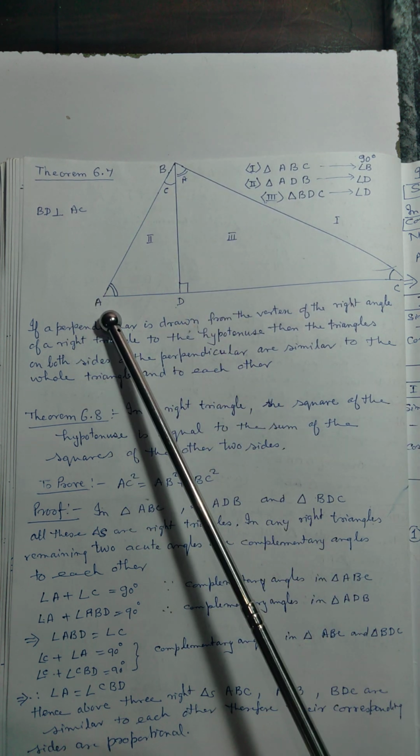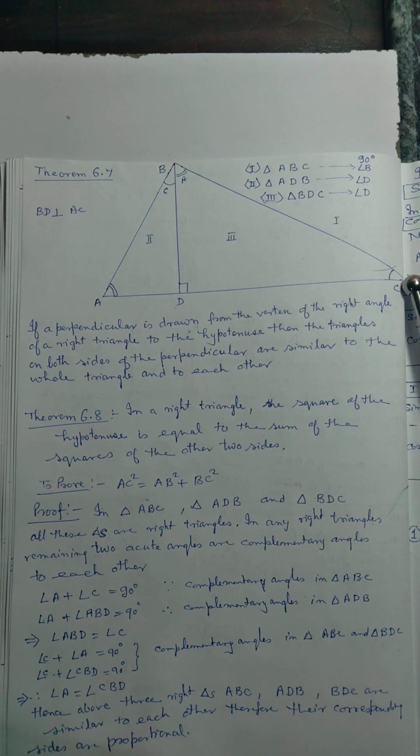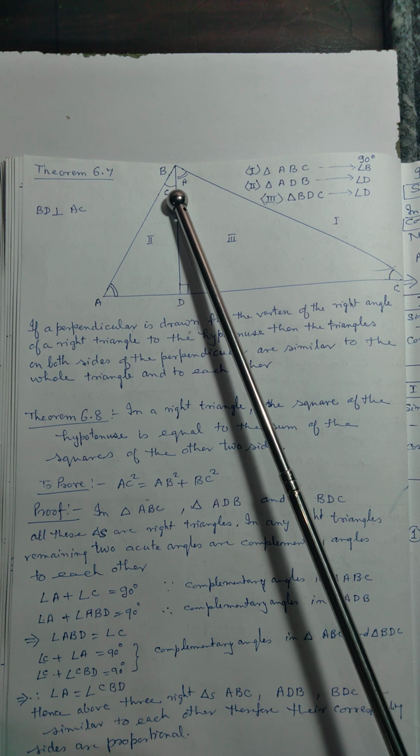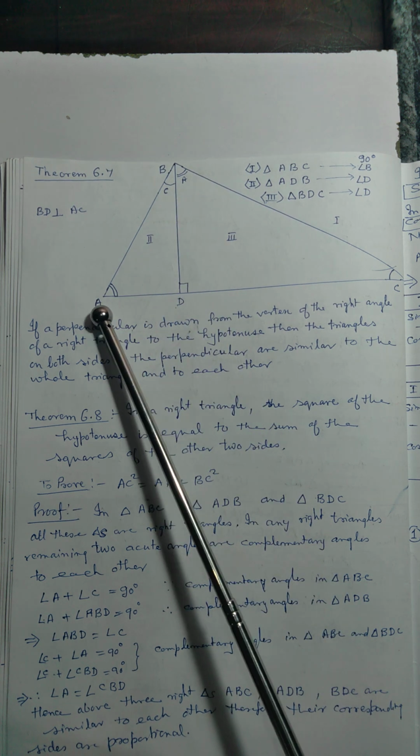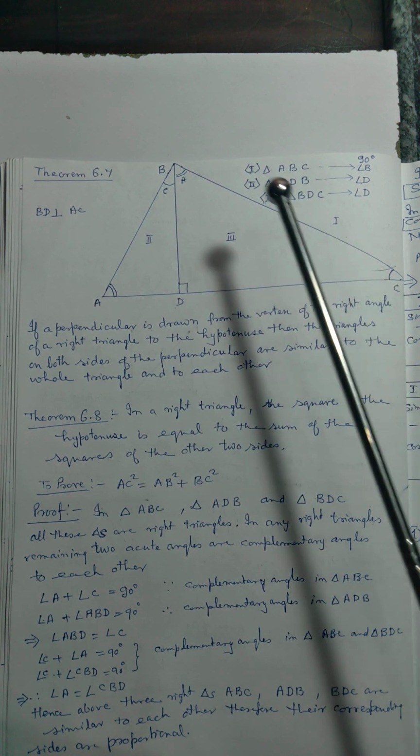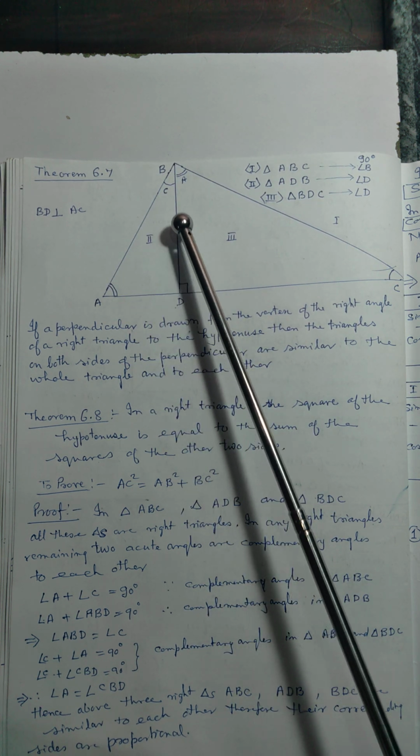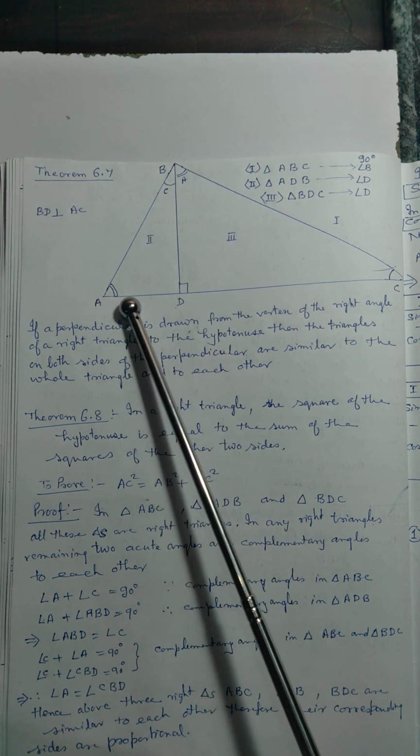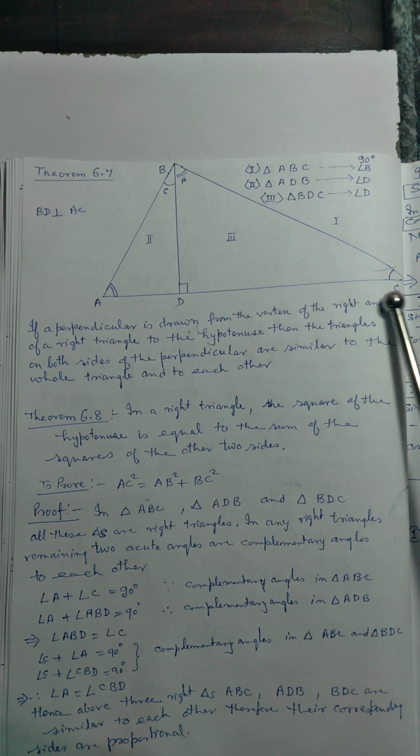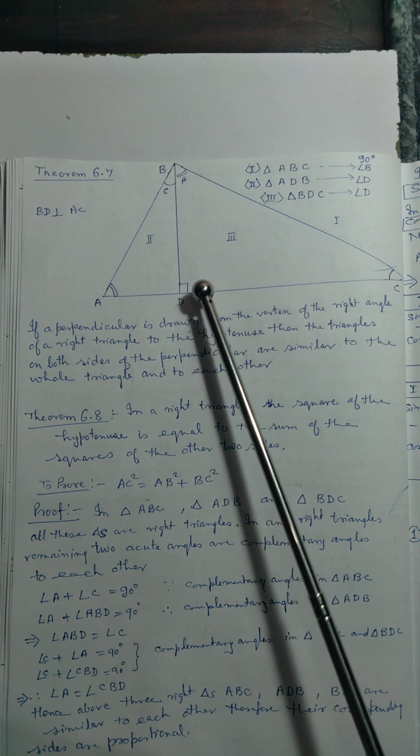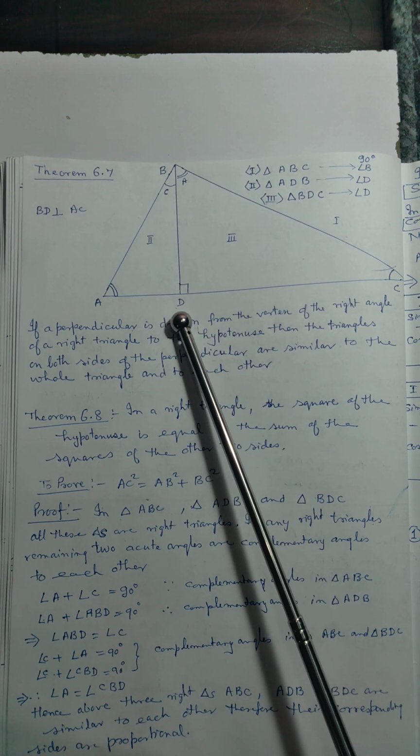You see, ABC is a right angle triangle where angle B is 90 degree. So AC will be the hypotenuse. From the point B, means the vertex, there is a perpendicular drawn to the side AC, that is the hypotenuse. So BD is the perpendicular drawn from the vertex B to the side AC.